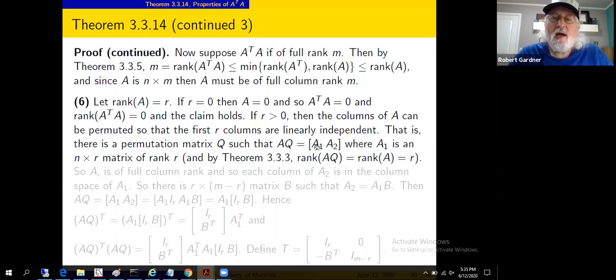We can move those columns to the left such that we can create a partitioned matrix where A1 is a matrix of appropriate size and of rank R. So you've collected together all the linearly independent columns on the left-hand side. You can do that with a permutation matrix, multiplying on the right.